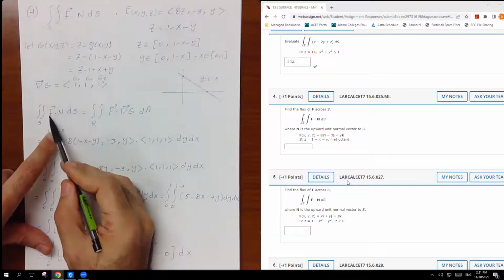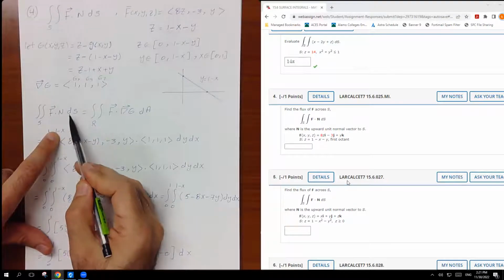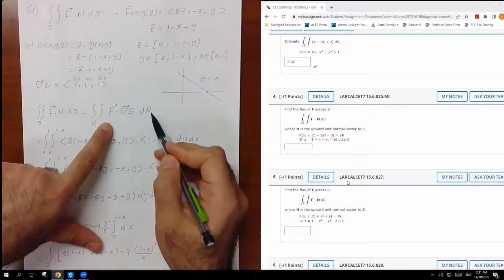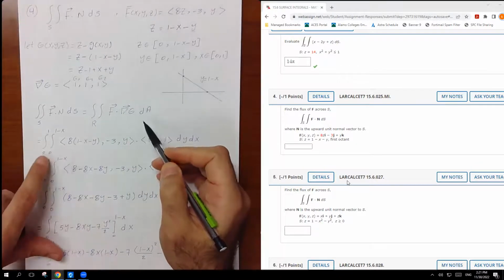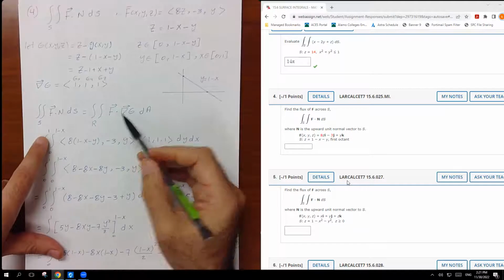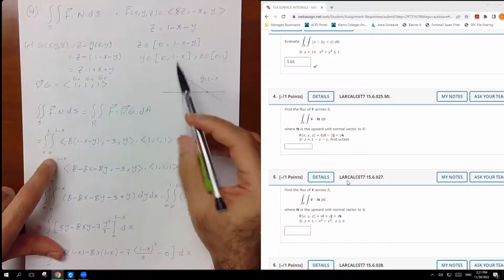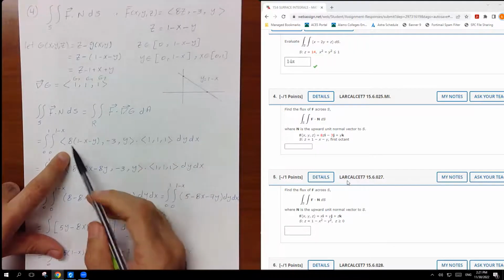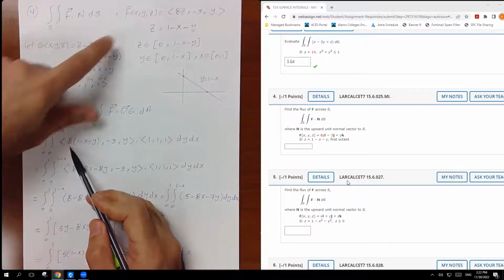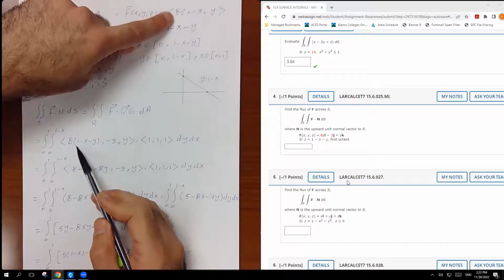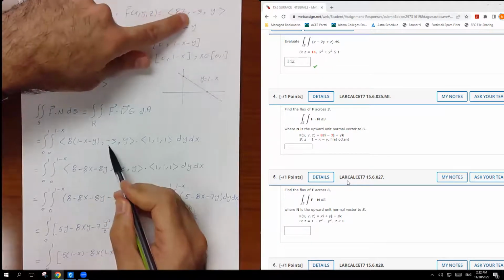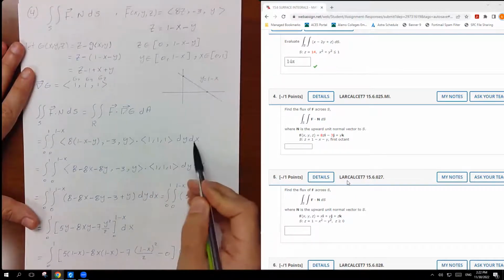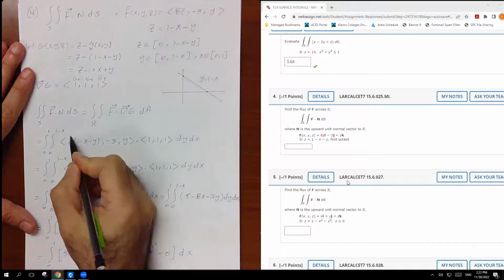So the double integral of f times n ds is going to be the same integral with f times the gradient dA. So it's going to be from 0 to 1 for x, and for y from 0 to 1 minus x, f, which is 8. So here is our f function. It's going to be 8z, minus 3, and y, dot product with 1, 1, 1, dy dx. Then distribute the 8 here.